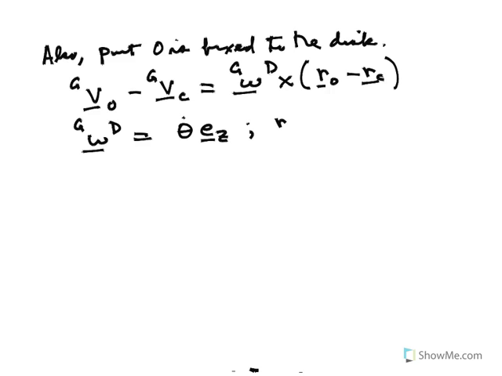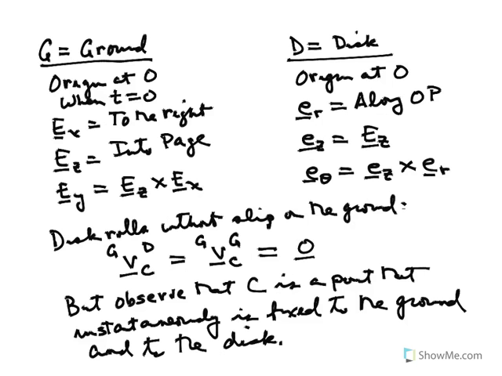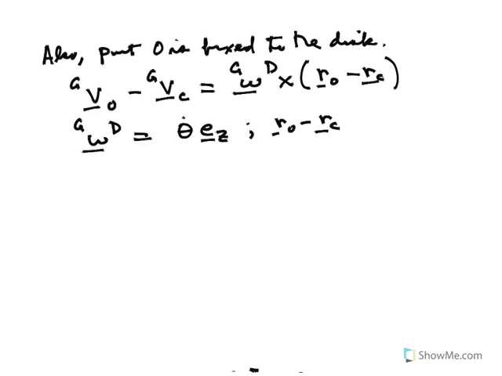The next thing I need is the position of O minus the position of C. Let's just assume that the disk has a radius of R. So the radius of the disk is capital R. If I look at where O is relative to C, I can see the following. Look at how I defined my coordinate system. I defined EX to the right, I defined EZ into the page, and EY is equal to EZ crossed with EX. So let's look at a little picture here. EX is this direction, EZ is into the page, and then EZ crossed with EX puts EY downward.